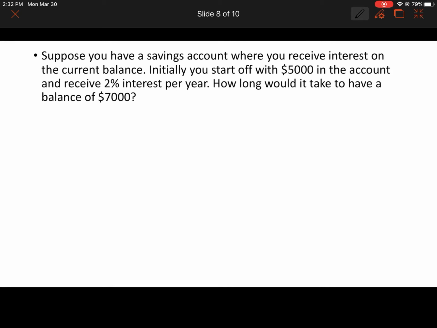$7,000 equals the original $5,000 times 1 plus 0.02. I'm using the same interest rate, so therefore we have the same decimal. And then to the power of t, because we do not know how much time this is going to take.